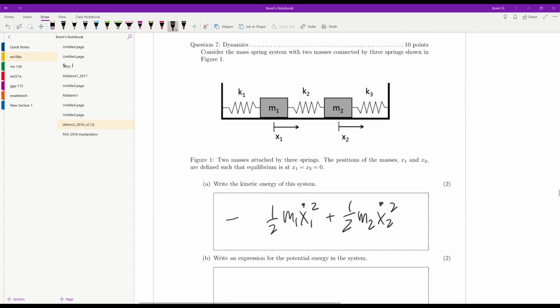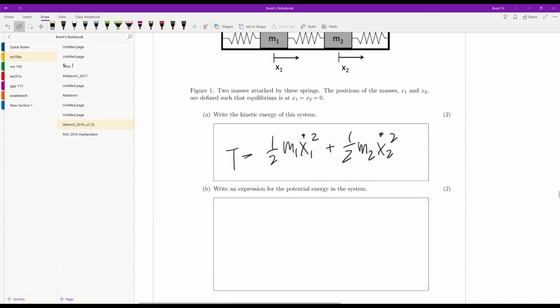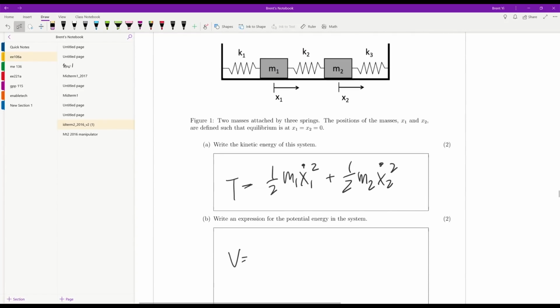Potential energy is V, that is all stored in the springs. We know that the equilibrium of these springs is that x1 equals x2 is equal to 0 right here. And we also know that the energy stored in the spring is determined by half kx squared. So for the total potential energy in the system, we'll just sum up potential energy in each spring. For the first spring, we have 1/2 k1 x1 squared. That's pretty simple. We're seeing how much the spring is stretched. That's determined by x1.